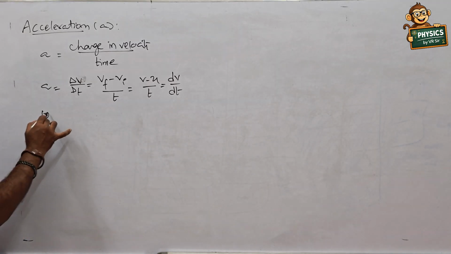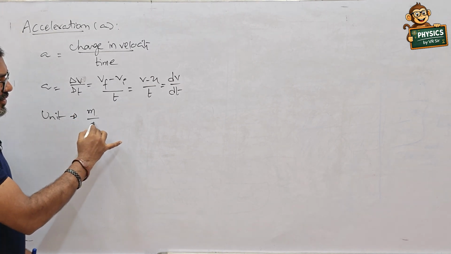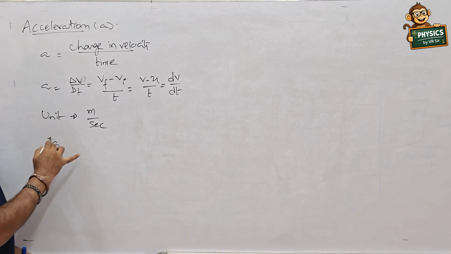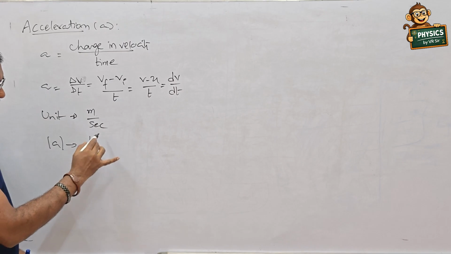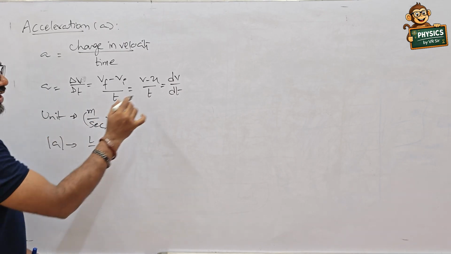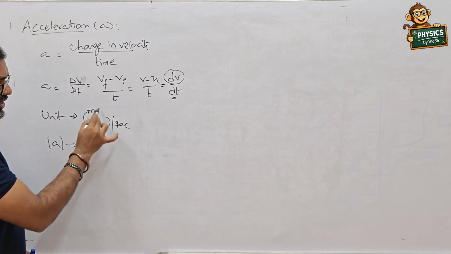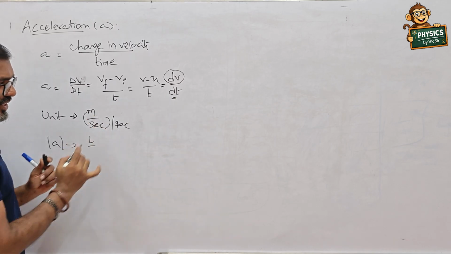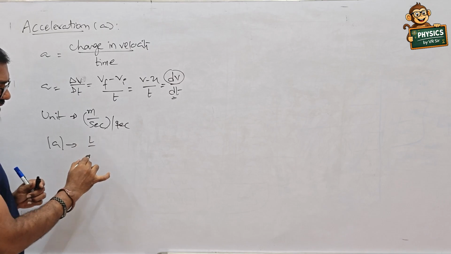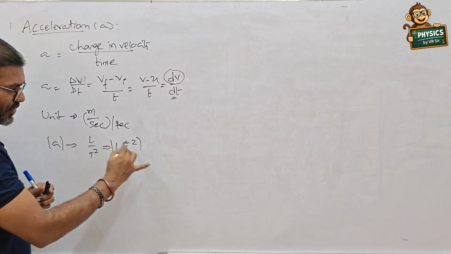Now, what is the unit? The unit of acceleration is meter per second per second. Look here, acceleration tells how much velocity is changing per every second. The velocity change is in meters per second, so the dimension is L t square, taken as L t power minus 2.